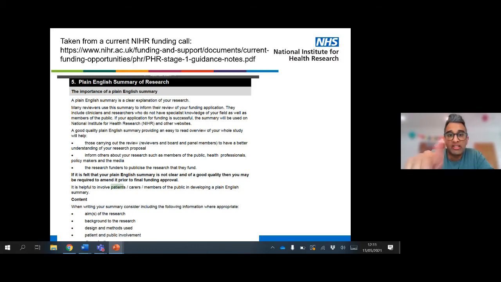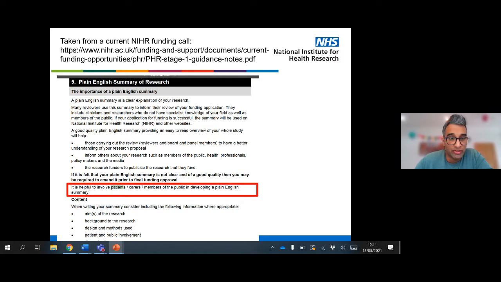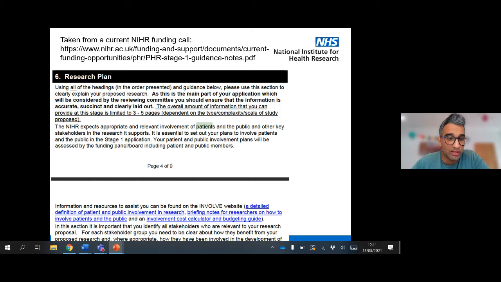I think this is quite an old one because I put some of these slides together some time ago, but it still stands. This is an NIHR funding call, and you can see in section 5 it says it's helpful to involve patients and carers, members of the public, in developing a plain English summary. And then again here, when writing your summary, consider the following information of appropriate patient and public involvement. So it's being thought about as you would the background of your study or the design or the methods of it. Here, section 6, your research plan.